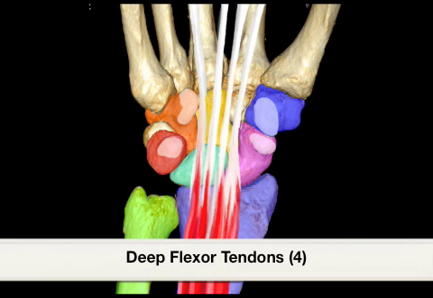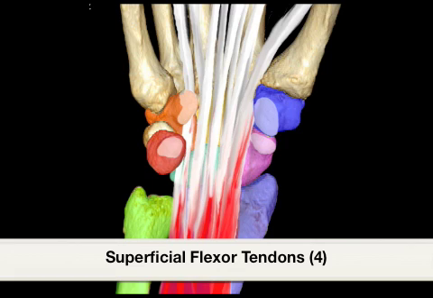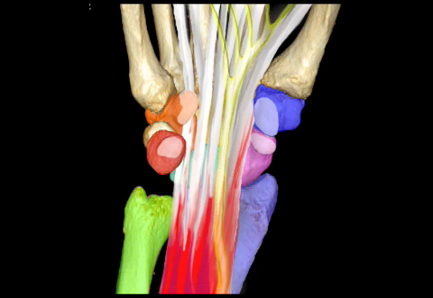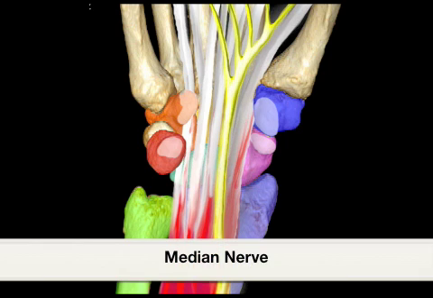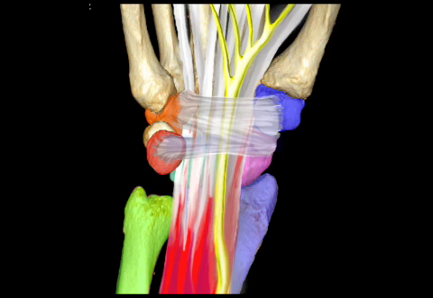Contained within the carpal tunnel are 4 deep flexor profundus tendons, 4 superficial flexor tendons, as well as the flexor pollicis longus tendon on the radial aspect, and the median nerve here in yellow. Crossing over all of these structures, creating the roof of the carpal tunnel, is the flexor retinaculum.